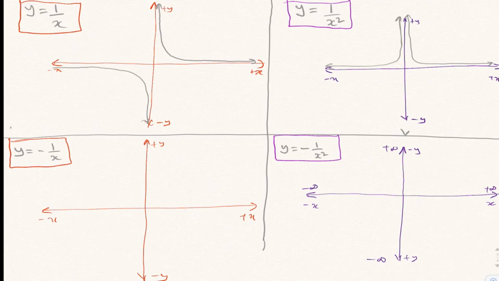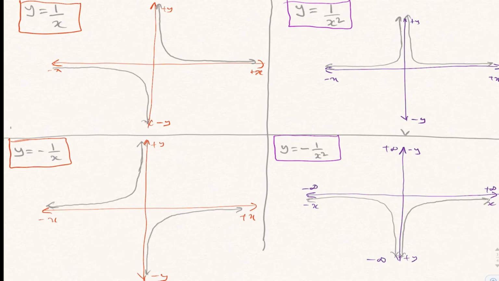If you stick a minus sign in front of it, all the positives will become negative and all the negatives become positive. So that's what that would look like. And the same thing goes like that. And that's the curve for the negative version. For 1 over x, all the positives become negative and all the negatives become positive.